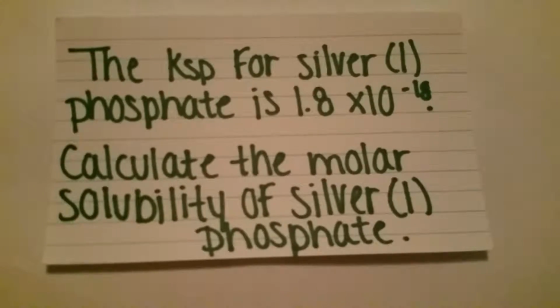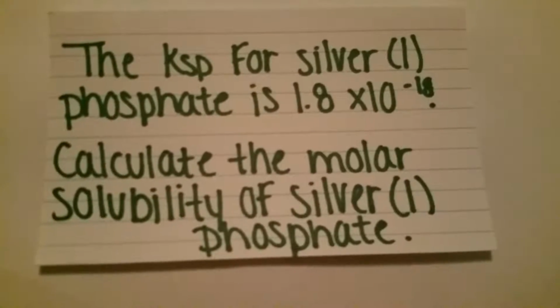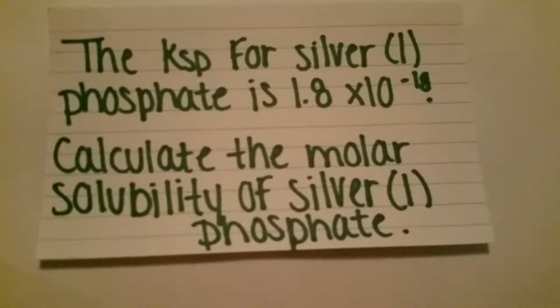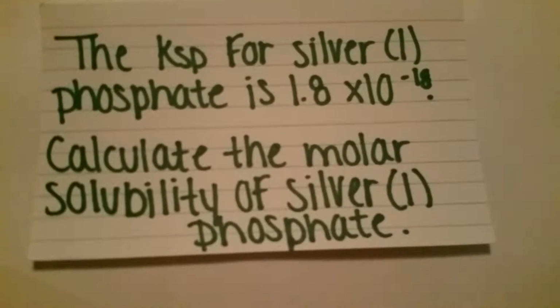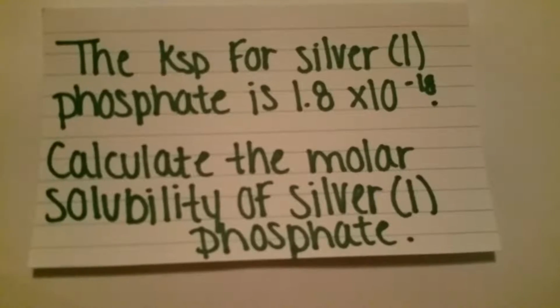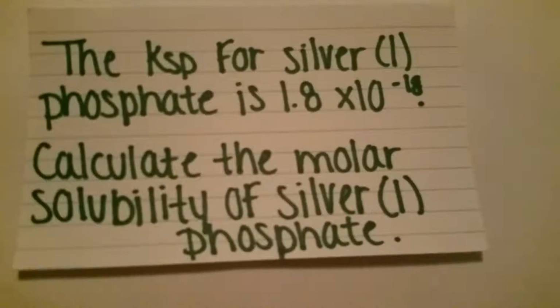The Ksp for silver phosphate is 1.8 times 10 to the negative 18. Calculate the molar solubility of silver phosphate. So first we see that Ksp is given. This is very important for our problem.